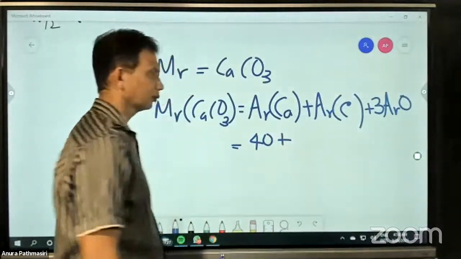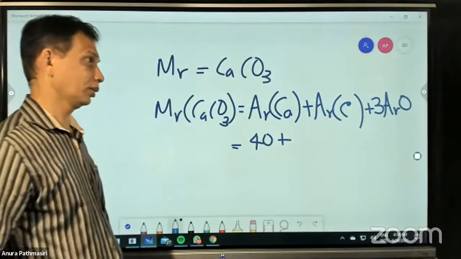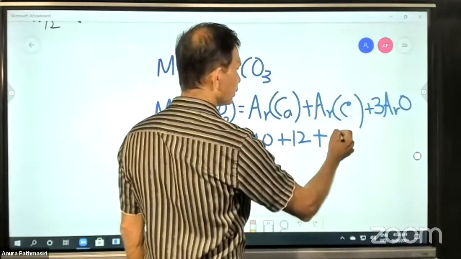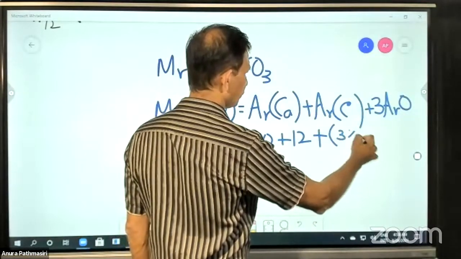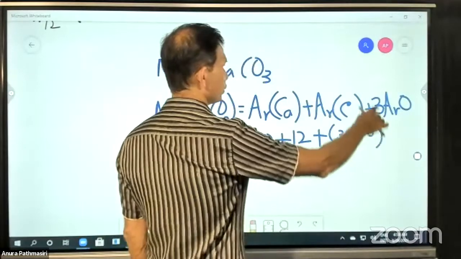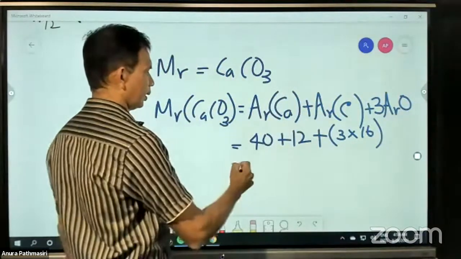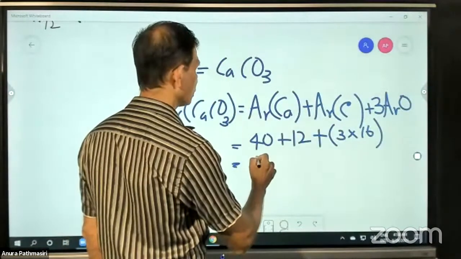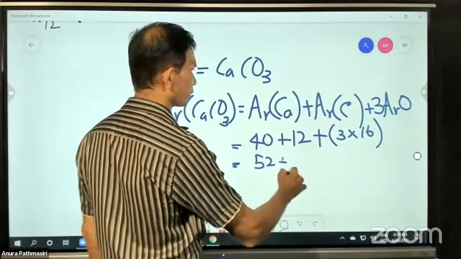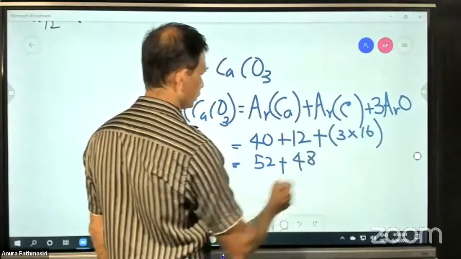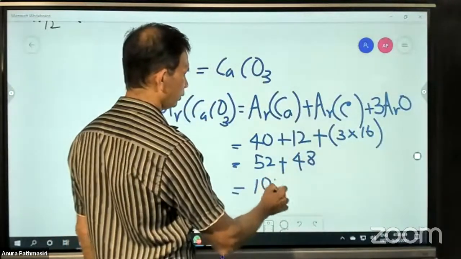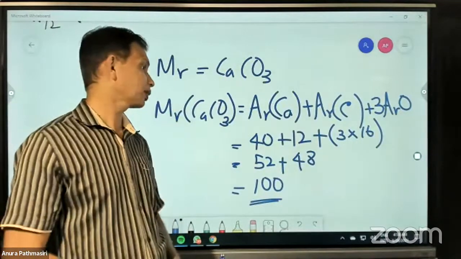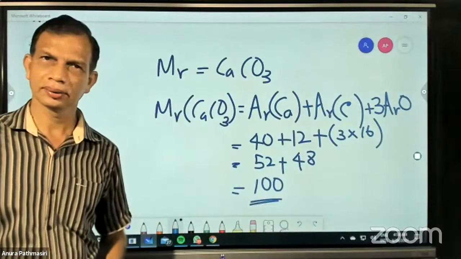The relative atomic mass of calcium is 40. Where did you get it from? We have been given it, and I know it. Carbon is 12, and oxygen is 16, but you have to multiply it by 3 because you have 3 oxygen atoms. And then 40 plus 12 is 52, plus 48. It will make 100. So the relative molecular mass of calcium carbonate is 100.